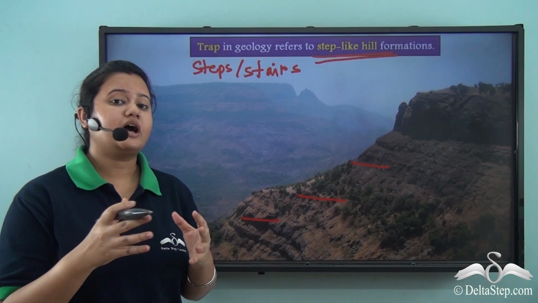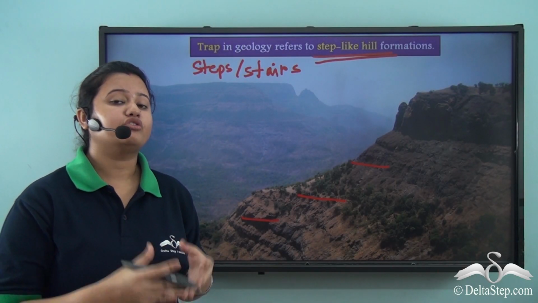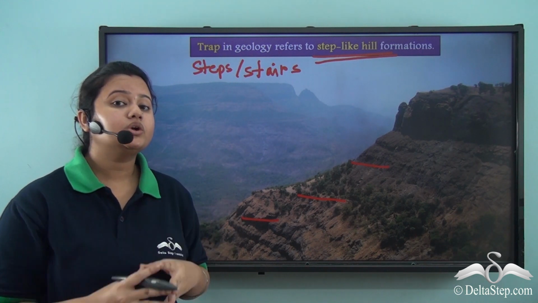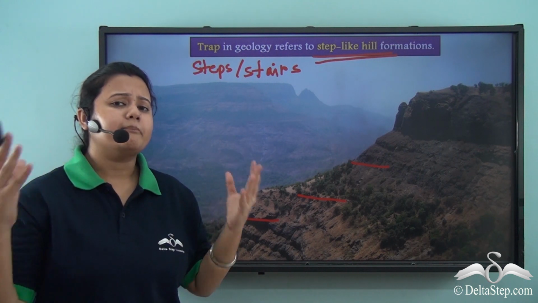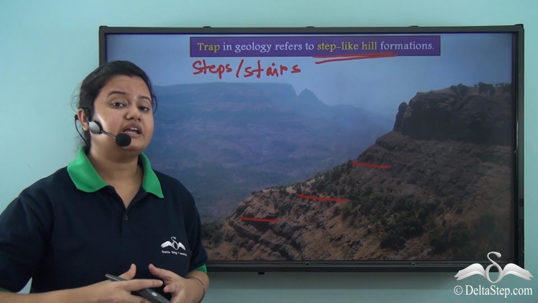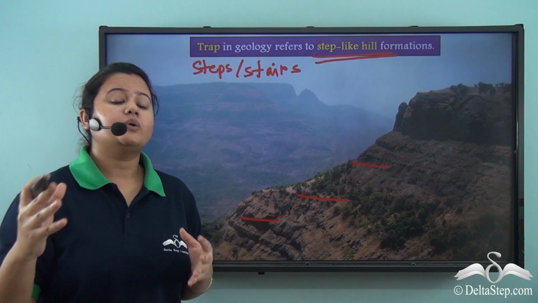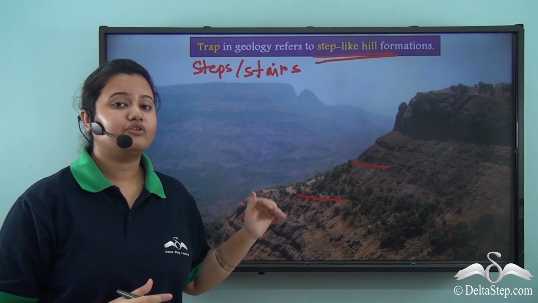Now, this Deccan Trap region, which is a part of Deccan Plateau, is one of the oldest landforms in India, and it was formed due to massive volcanic eruption in distant past. Now, let us see how this landform was formed.